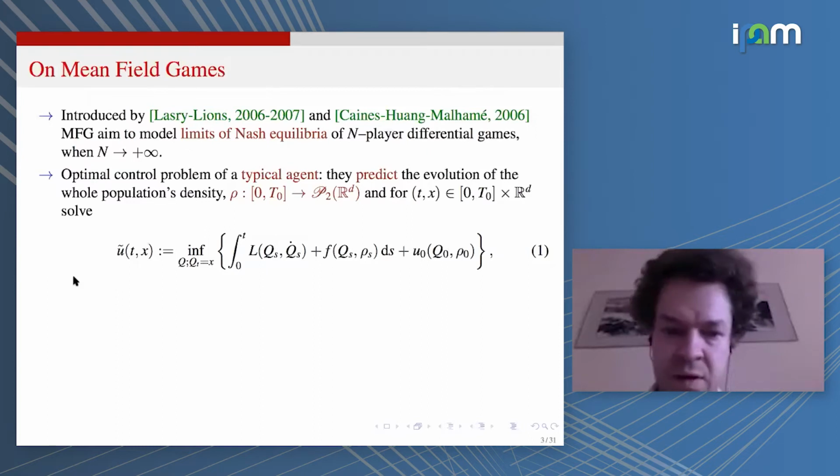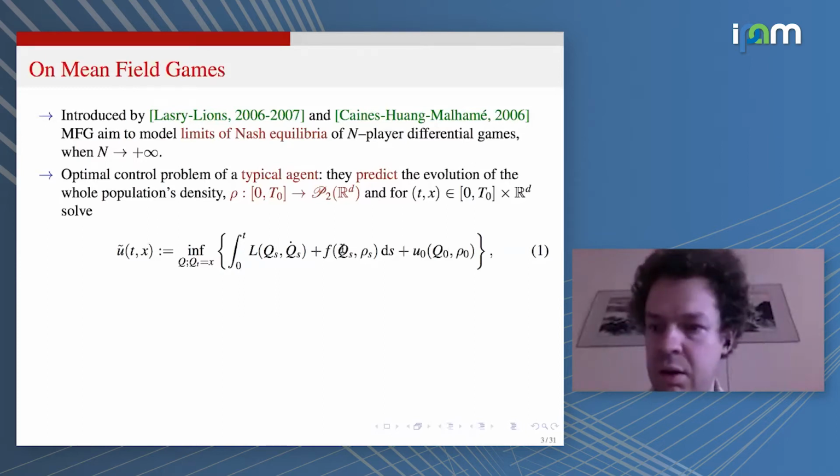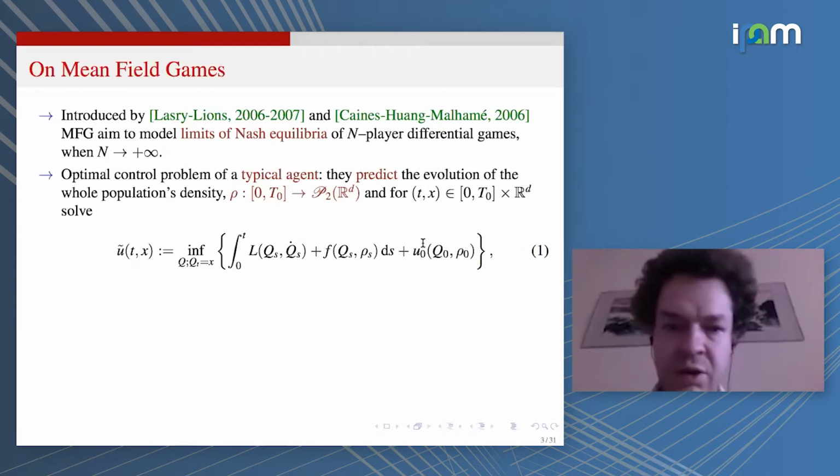So I will always work with such an infimization problem, where the cost of an individual agent depends on the distribution of the others. I will always focus on this separable case, where you have a Lagrangian and a coupling function. And I chose to set this kind of dynamics for the system. I will prescribe the initial condition for the agents, and both of them depend on the distributions.